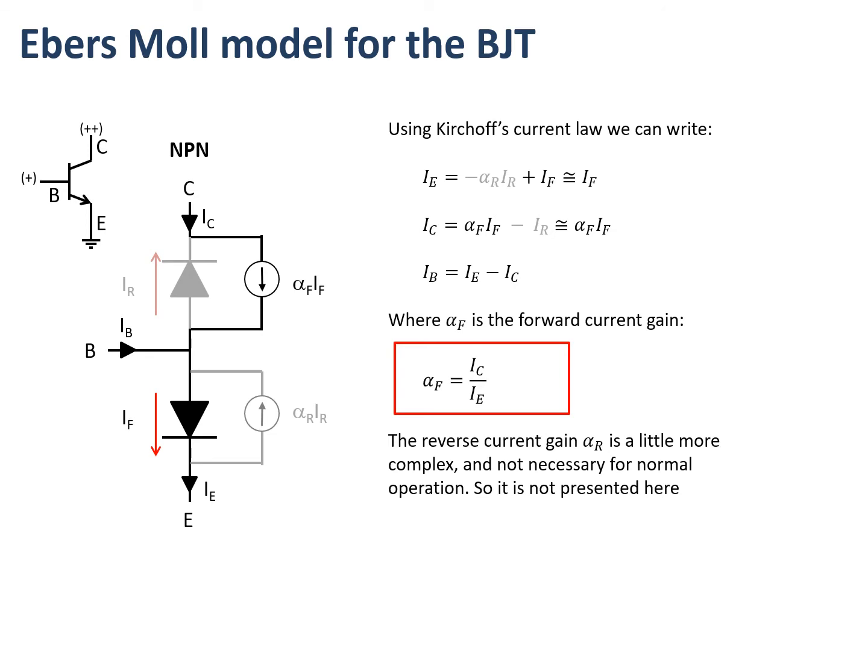And they're related through this concept alpha F, which is the forward current gain. And that's simply the ratio of the collector current to the emitter current. Now in a good transistor, that ratio is almost 1. It's very close to 1 because we see the current flowing directly from the collector to the emitter.